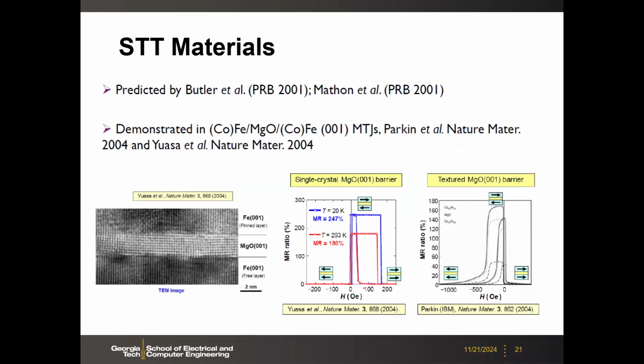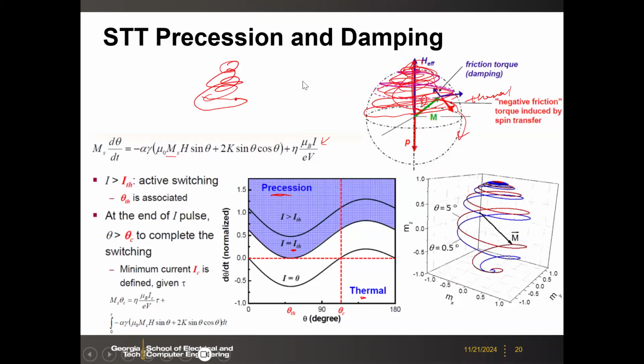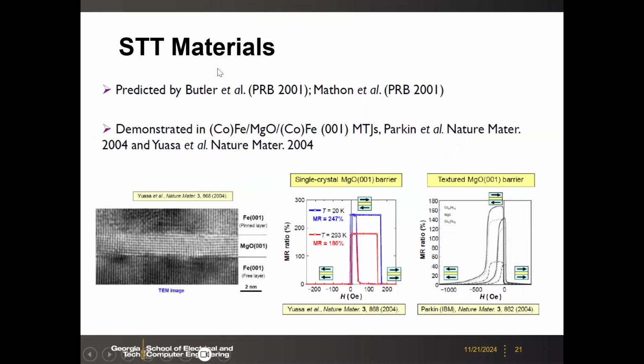But before that, let's look at the STT history. Because this is well-described physics, the STT effect was actually theoretically predicted in those papers first. Some calculation was done, and then this was predicted and simulated first.